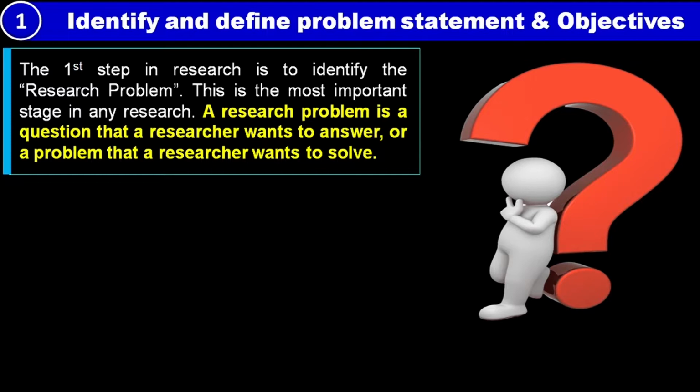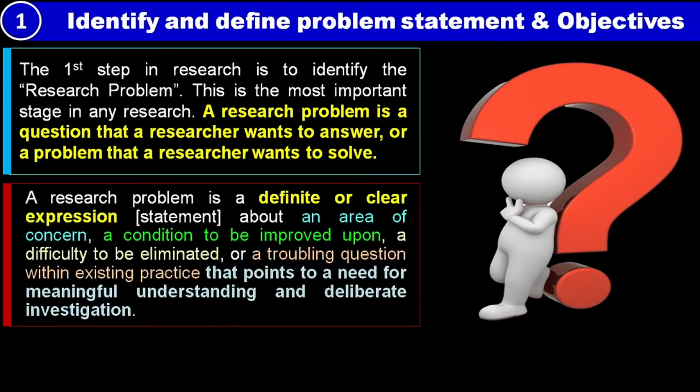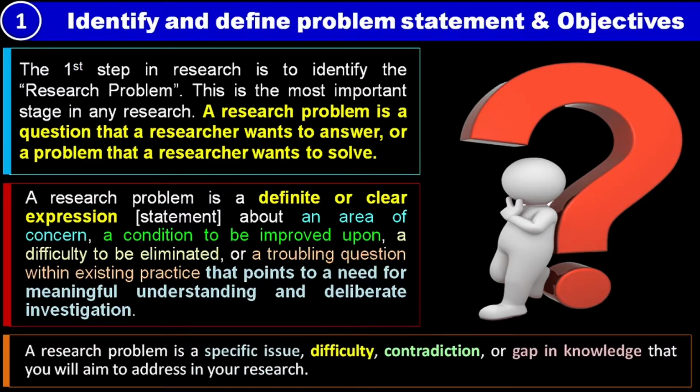A research problem is the question that a researcher wants to answer, or a problem that a researcher wants to solve. A research problem is a definite or clear expression or a statement about an area of concern, a condition to be improved upon, a difficulty to be eliminated, or a troubling question within existing practice that points to a need for meaningful understanding and deliberate investigation. A research problem is a specific issue, difficulty, contradiction, or gap in knowledge that you will aim to address in your research.